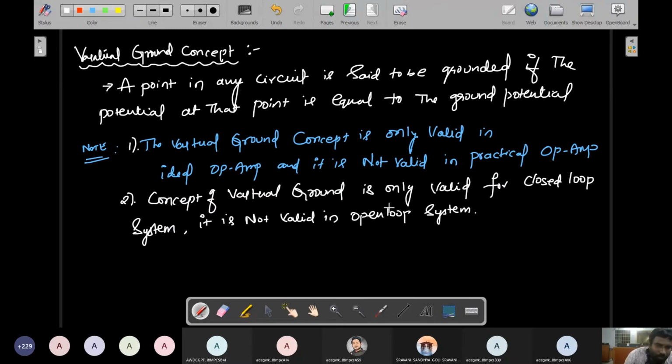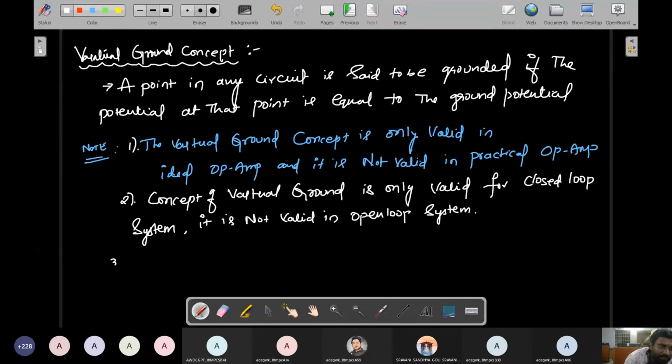The concept of virtual ground is only valid for closed loop. Closed loop means feedback. I already told you what feedback is, positive feedback and negative feedback, and I'll explain again here. Closed loop means a fraction of the output voltage is fed back to any one of the input terminals. That is called closed loop configuration. But it is not valid in an open loop system.